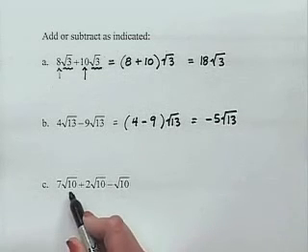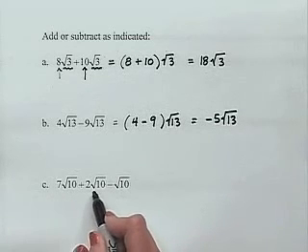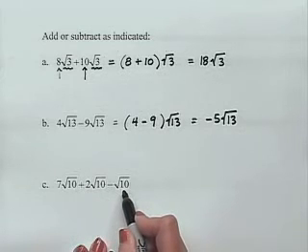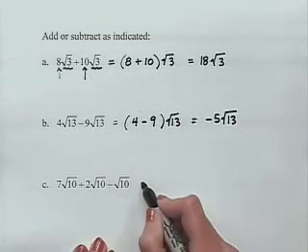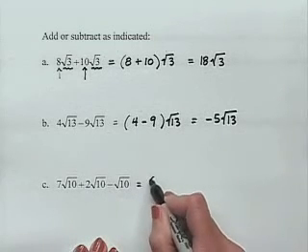C, 7 times the square root of 10 plus 2 times the square root of 10 minus the square root of 10. We're going to factor the square root of 10 out of all 3 terms.